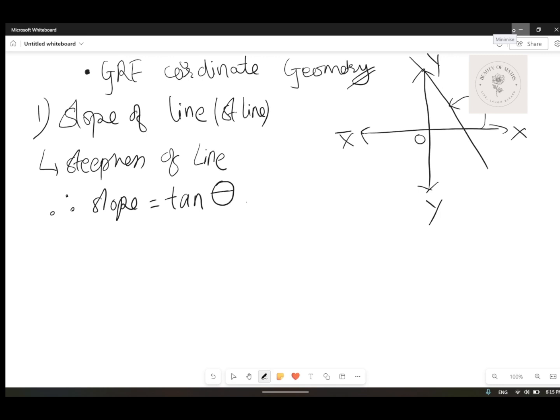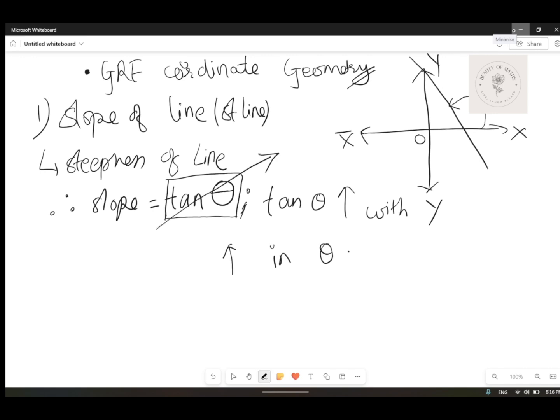In the GRE you don't particularly have to remember this formula, but you have to remember that tan theta increases with increase in theta. Of course you do not have to remember tan 45, tan 60. You don't have to go into the literal value of it, but you have to know certain features of tan theta.